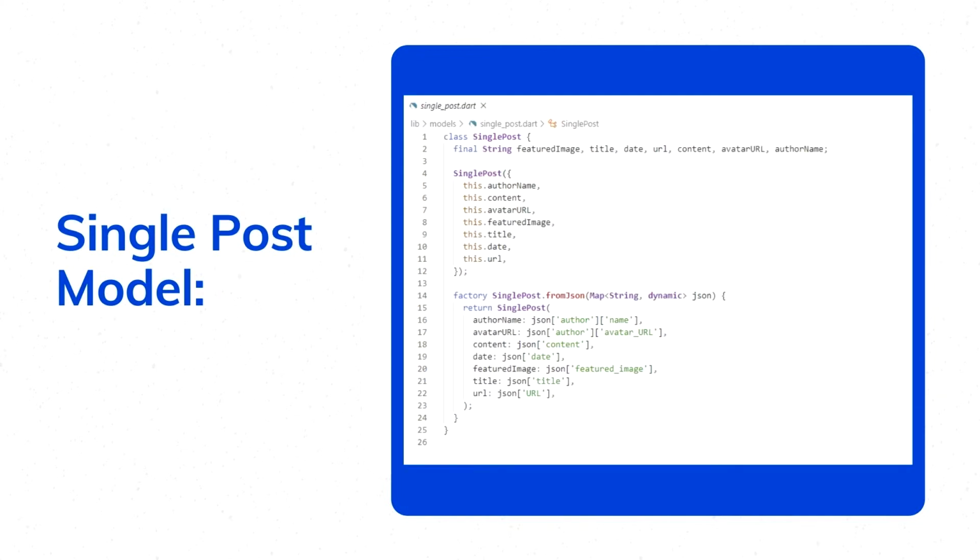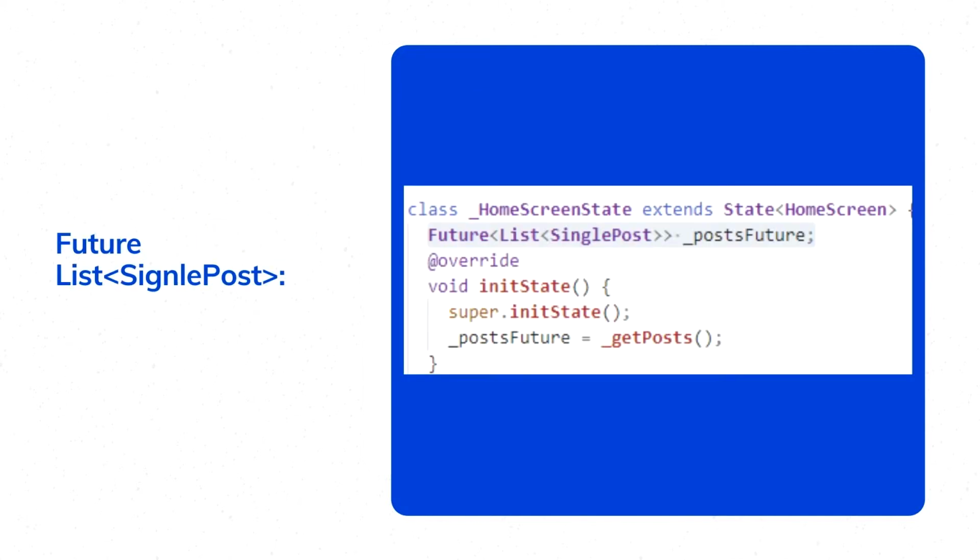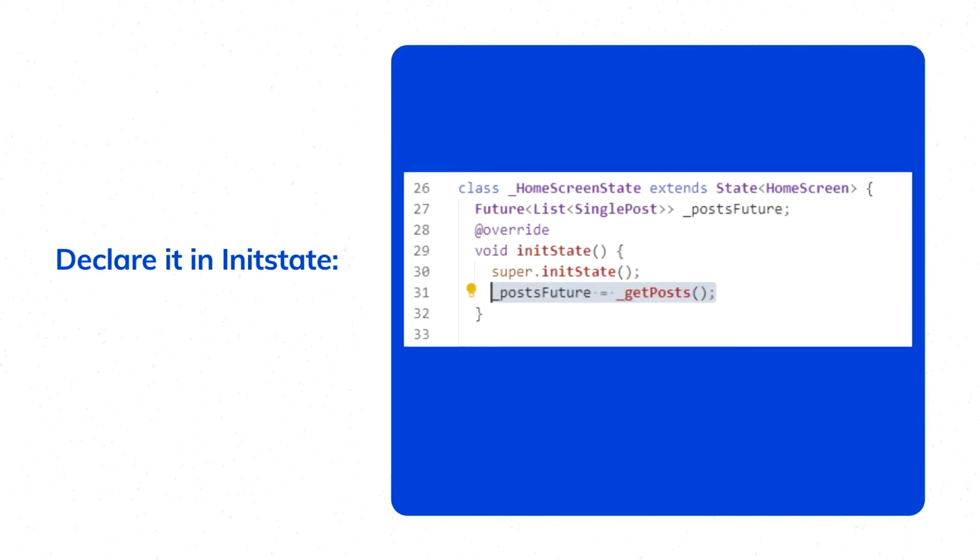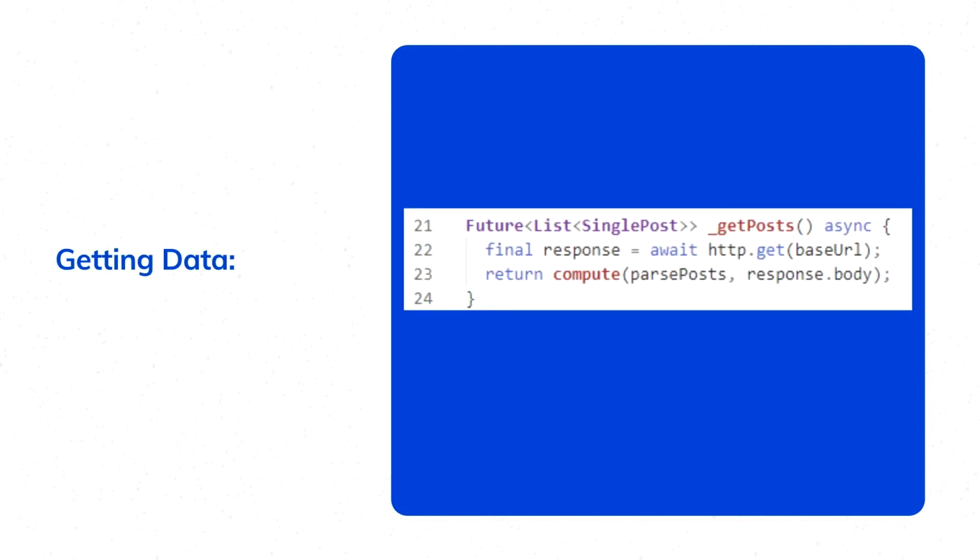Now that we have a single post model, we can begin acquiring the data from the REST API. Start by declaring a future list of single post. Then, in the init state, give it the value of the getPosts future. The getPosts future awaits the HTTP package that calls the base URL using a GET request. For simplicity purposes, the base URL is set to the post endpoint of the public WordPress API. However, you can refer to the documentation for other endpoints.